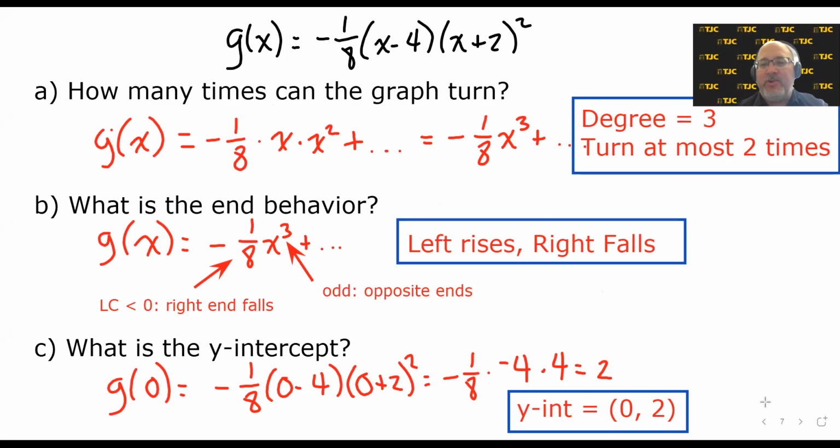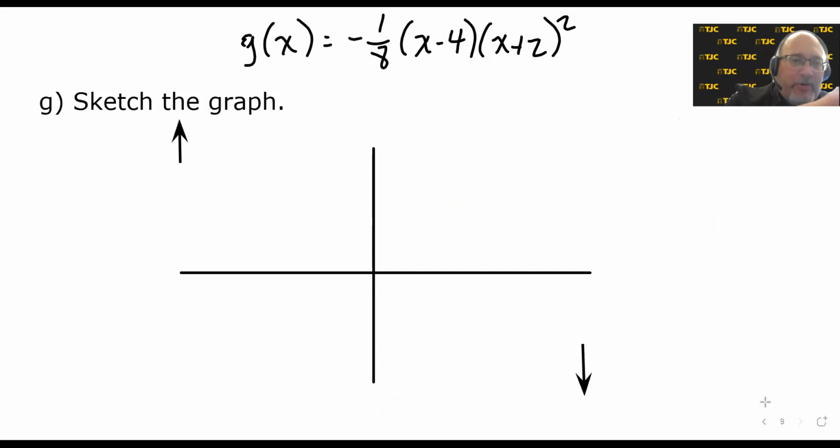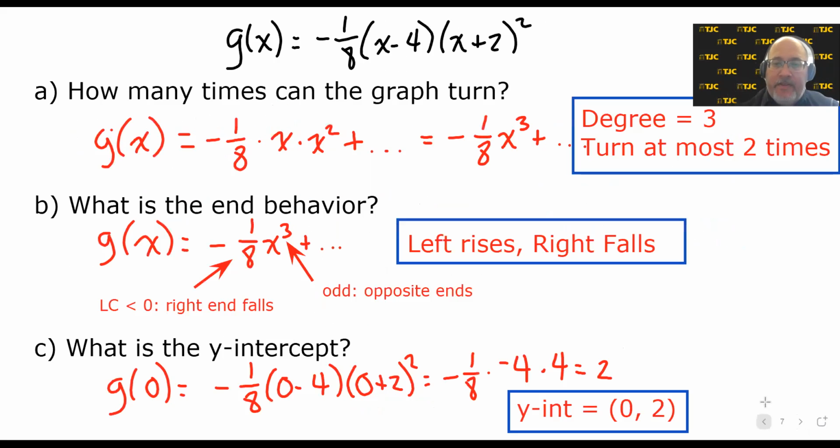The y-intercept is at (0, 2). It's right about here. And by the way, this is the reason I put the -1/8 in front of it. Because if I hadn't, then our y-intercept would have been -16, and it would have been really low. It was kind of a vertical control factor, if you will.